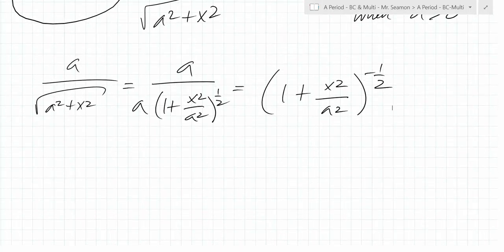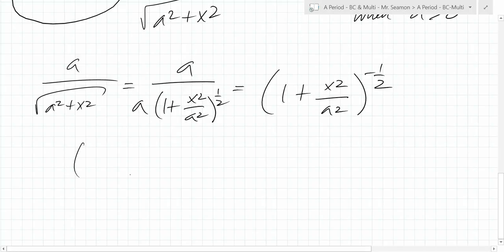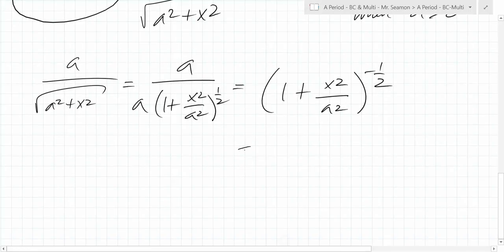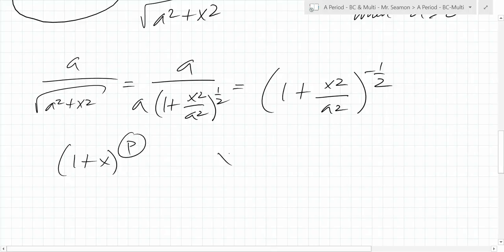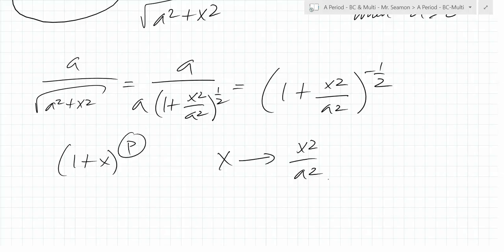This is kind of nice, because what do we know the binomial expansion for? 1 plus x to a power, to whatever power we want. Is this really close to that? So instead of x, what are we going to write instead? X squared over a squared. Exactly. So you use the formula for binomial expansion, and then you substitute in x squared over a squared.